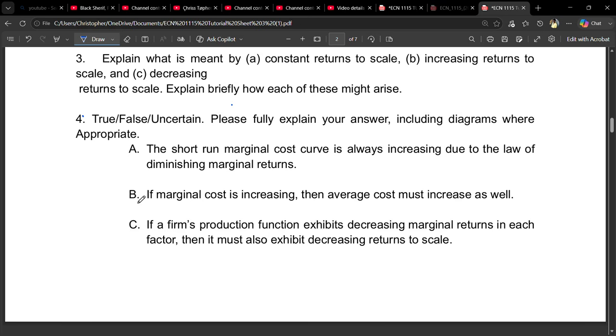And B is saying, if marginal cost is increasing, then average cost must increase as well. So this is false, because marginal cost can be, so we have this graph. We have marginal cost increasing like that, we have average cost like that, we have average variable cost. We can have average variable cost and average cost like that. So marginal cost is decreasing, and this one is decreasing.